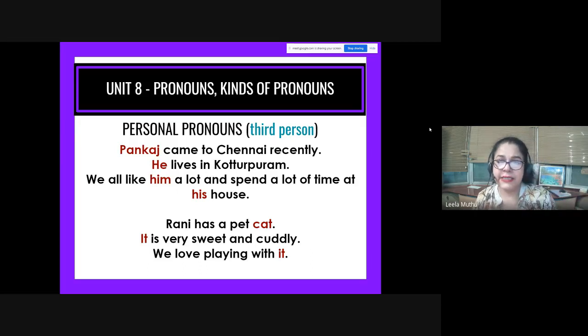Now, Rani has a pet cat. The cat is now being referred to in the rest of the sentence. It's being spoken about. It is very sweet and cuddly. As soon as you say it, everyone knows you're not talking about Rani, right? Rani has a pet cat. It is very sweet and cuddly. We all love playing with it. Its tail. Its is also a pronoun for a non-living subject which is being spoken about. It shows possession, that ownership.